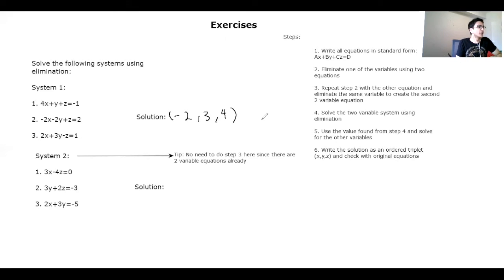All right. So the second system is a little bit more tricky, and the tip I've provided is you don't need to do step 3 here because there are already 2 variable equations. So we don't need to make another 2 variable equation. We just need to make the one and then match it with one of the 3 we already have in the question. So once again, pause the video. Hopefully you've gotten the right answer.